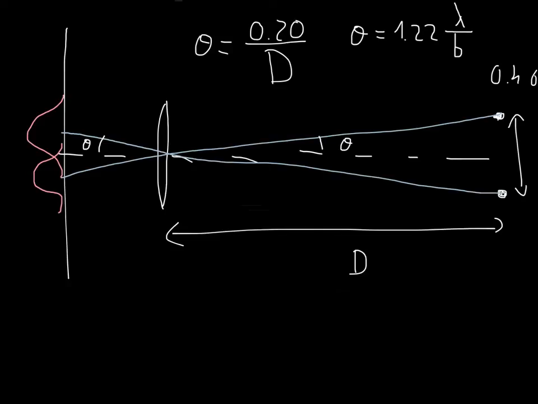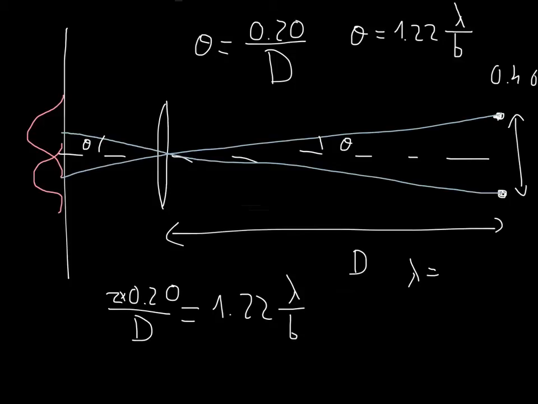So let's do this. 2 times 0.20 divided by d, and remember this is the tangent, but we're using it as an angle, has to be equal to 1.22 lambda over b. And we have everything. We have this, we have this. They told us that lambda was 550 nanometers, and we also have the opening of the eye, which is 2.5 millimeters. So really all we need to do is isolate D, and then we will know at which distance these 2 points are separated.